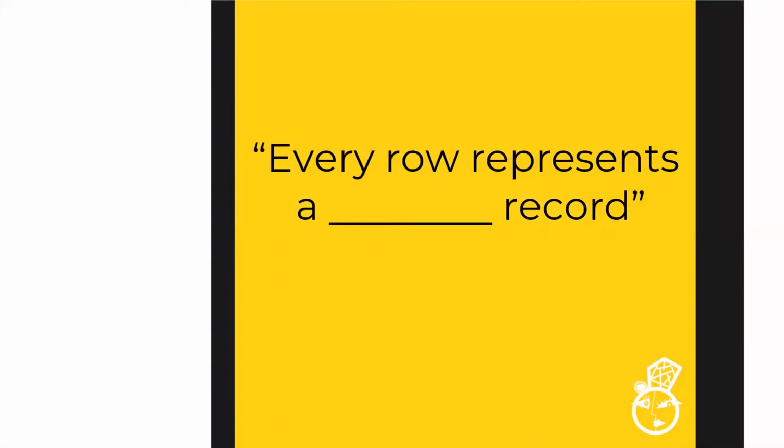So the last thing your users need to know is, what word do I type into this page so I get started with the right report type? And for that, I've been using this riddle. Every row represents a blank record. What you're trying to encourage here is for your users to choose the right primary object. What do you want to see a list of, right?